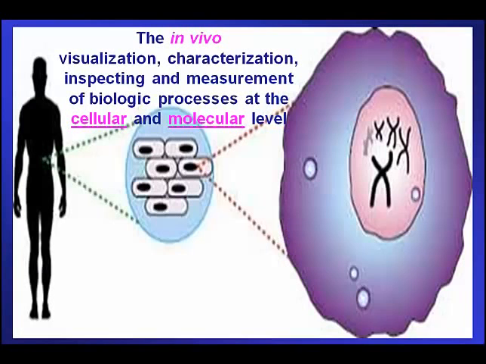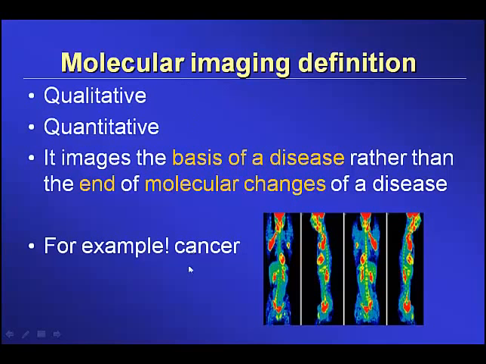First of all, let us define what is molecular imaging. Molecular imaging is the in vivo visualization, characterization, inspecting, and measurement of biological processes at the cellular and molecular level. What do we mean by measurement? Molecular imaging can give us qualitative and quantitative measurement, as well as image for us step by step the basis of a disease rather than the end stage of molecular changes of a disease.